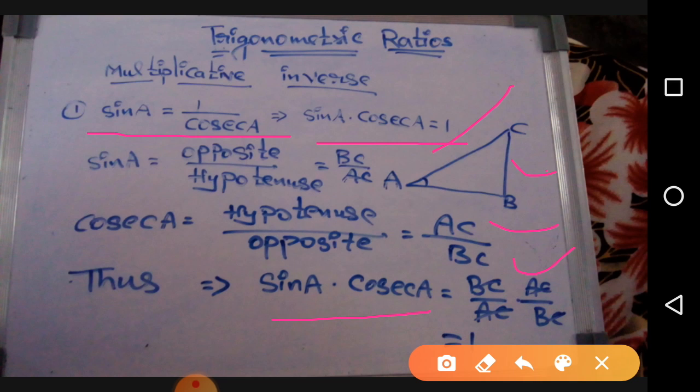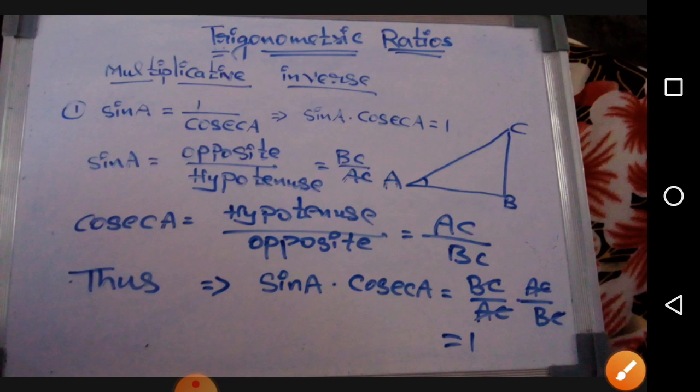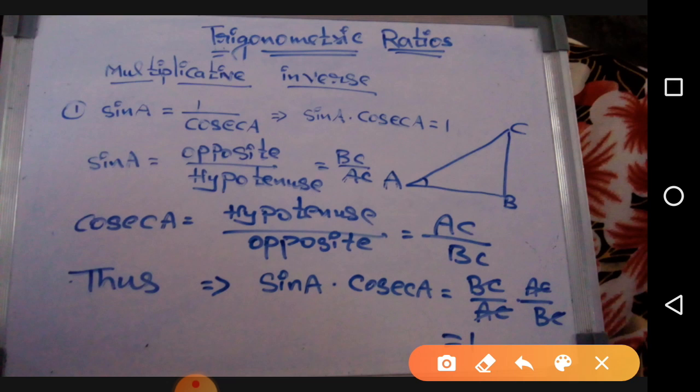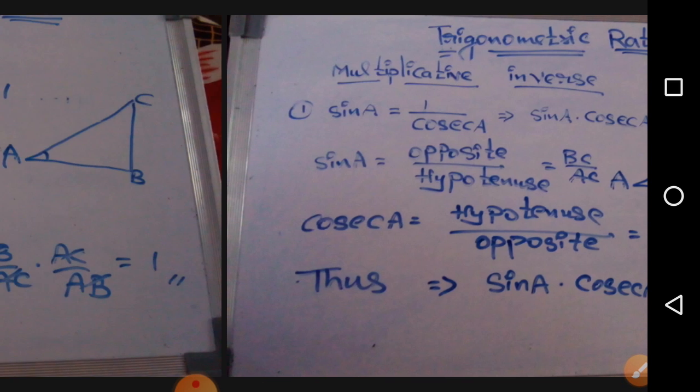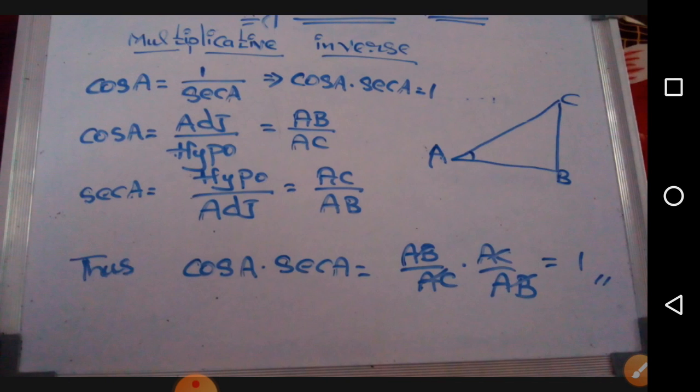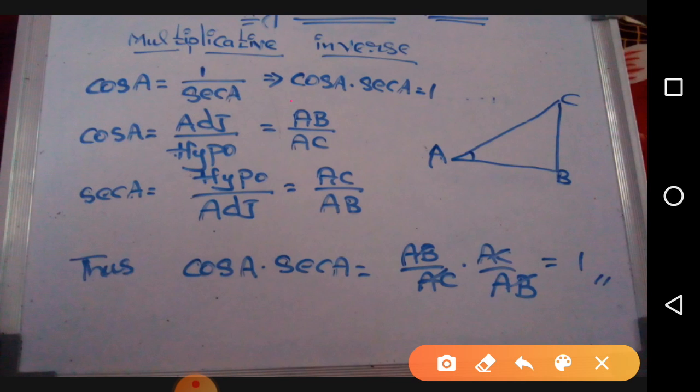What is sin A? Sin A is nothing but BC by AC. And what is cosec? That is AC by BC. So BC gets cancelled, AC gets cancelled, and we are left with 1. This is the first multiplicative inverse. Let's move forward with the second multiplicative inverse, that is secant A. Secant A is the opposite of cos A, thus cos A into secant A equals 1.